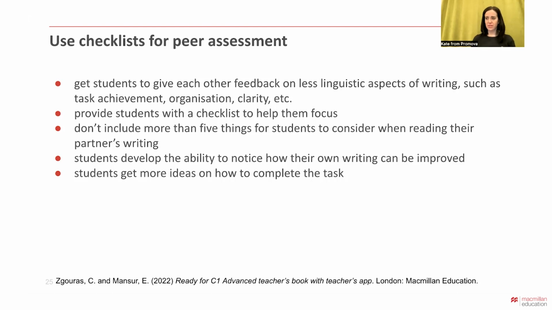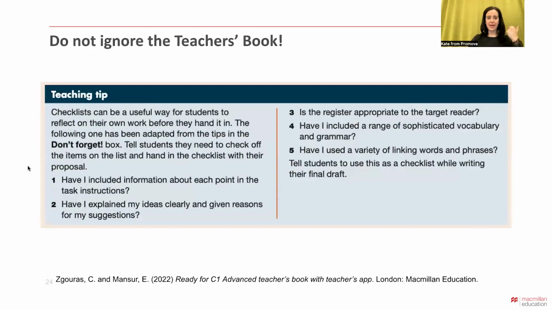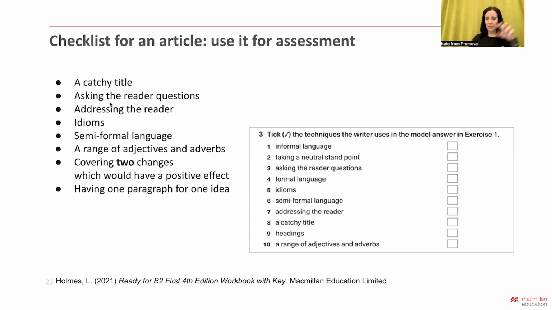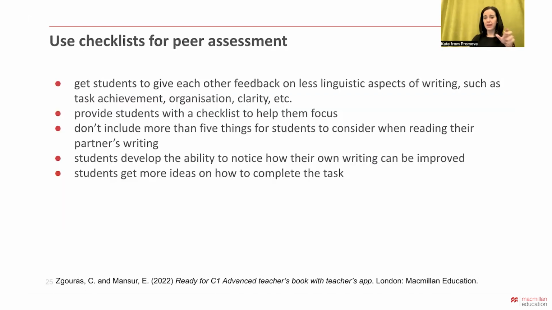When we ask students to assess each other's writing, we should always provide them with a checklist to help them focus, to let them know what they should be looking at. And when doing this, I think it's important to limit the number of points students are looking at. If we look back at this teaching tip from the teacher's book, you'll see that there's only 5 questions. In the previous checklist, there's 10, but some of the things are quite minor. So again, it's very important to limit the number of things. The suggestion here is to limit the number of things to 5, because it's very difficult to keep too many things in one's head.